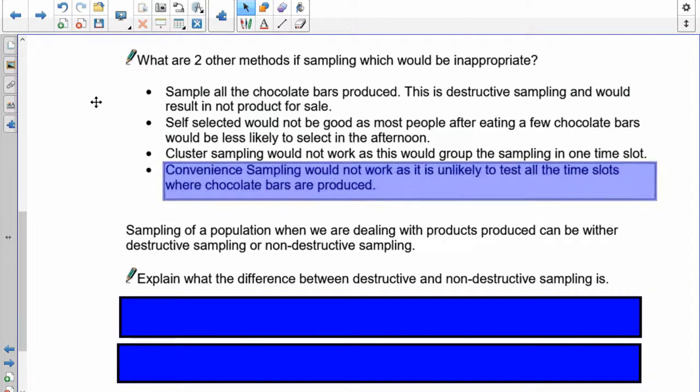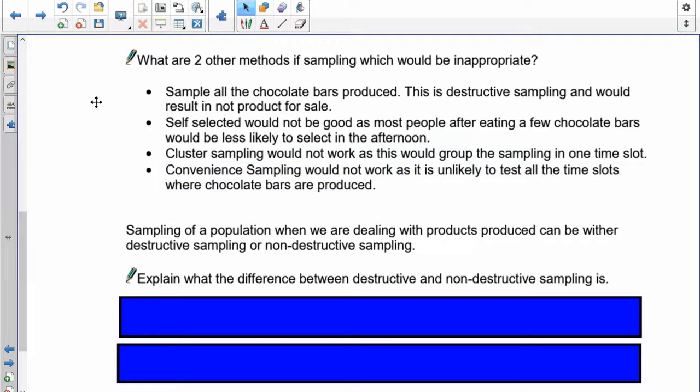And, of course, the last one would be convenience sampling. If you just had Mr. Jones walk to the time when he wants to do this, and he could just select chocolate bars wherever he wanted, whenever he wanted, there's a good chance that he would not be able to test all the time slots.